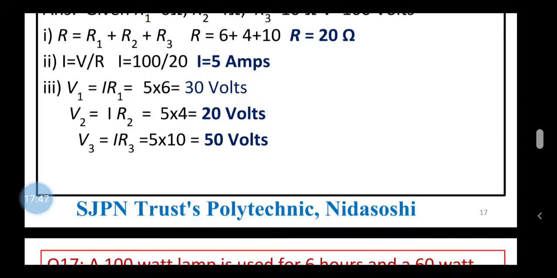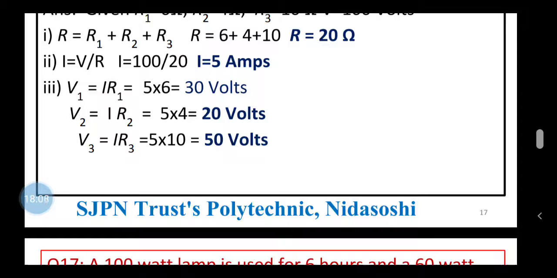Similarly, V1 is equal to I into R1, so that is 5 into 6 is equal to 30 volts. Similarly, V2 is equal to I into R2 is equal to 5 into 4 is equal to 20 volts. V3 is equal to I into R3 is equal to 5 into the resistance of the third resistor, which is 10 ohm. So 5 into 10 is 50 volts.